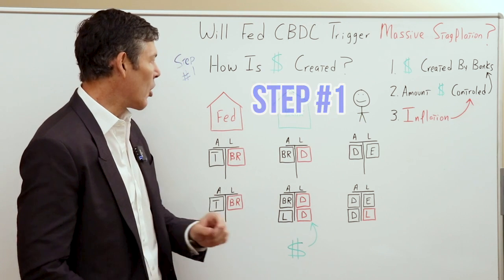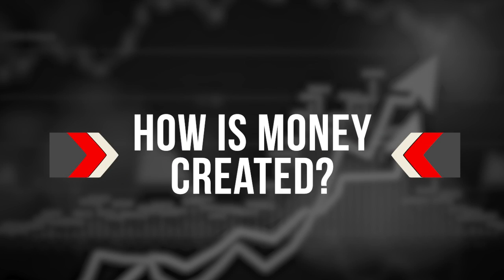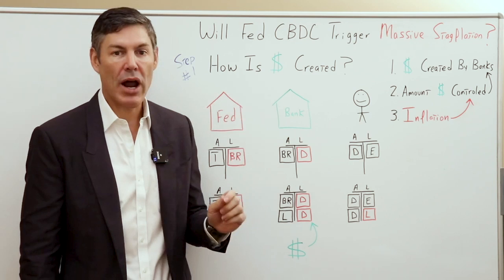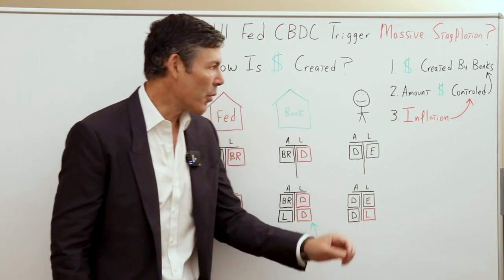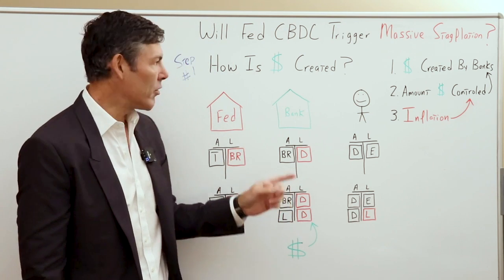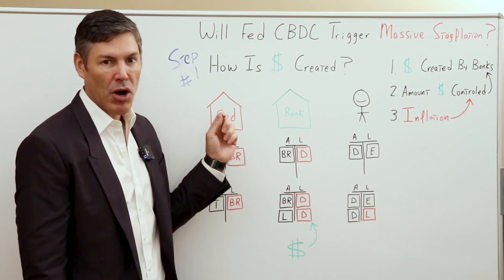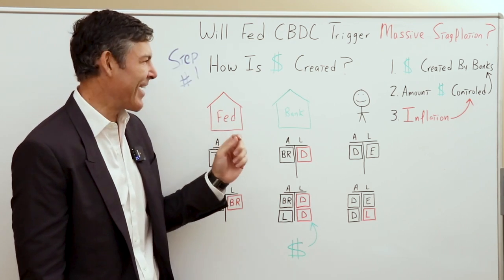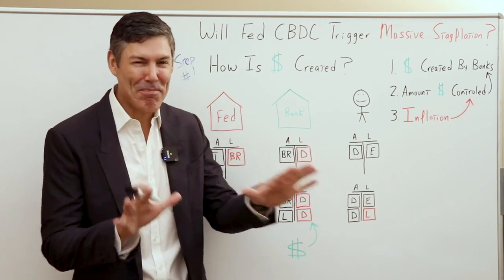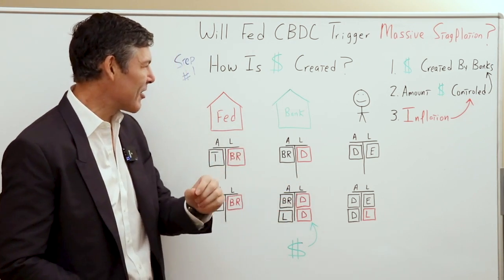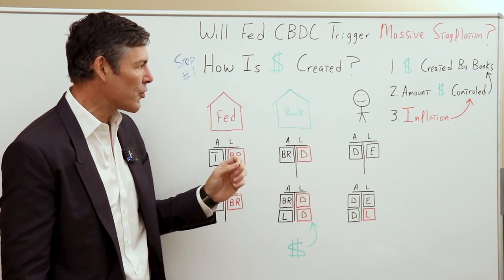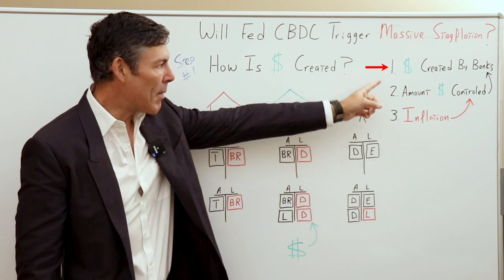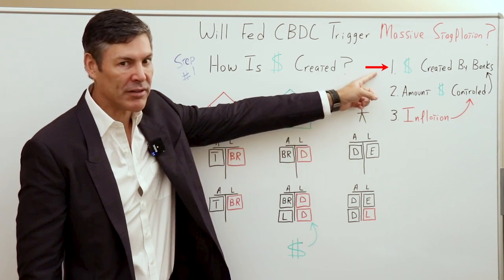Step number 1, let's go over how money is actually created, or how it was created in the past. And before we go any further, I want everyone to know that my blue marker isn't working today. So we're going to have to do the best with what we got with just 3 colors. But let's go over how money is typically created. It's really by the commercial banking system.